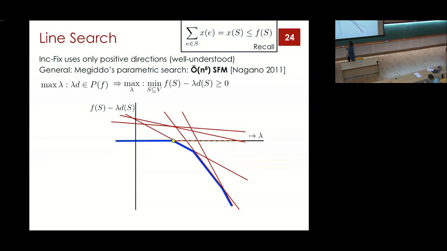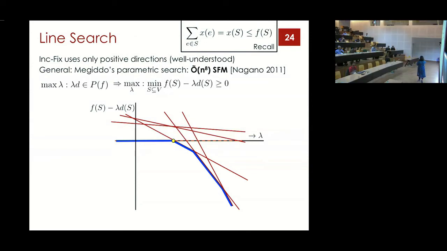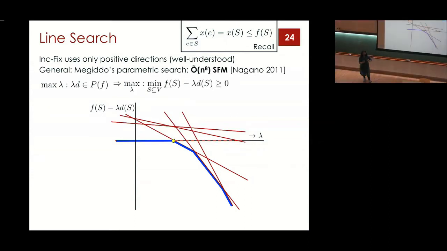Binary search would work. I could shoot out and say, okay, if it's feasible or not, and I could halve and do that. But that gives me something which is not strongly polynomial in time. There would be an epsilon because the submodular function values can be really small. And if you want something that's independent of the value of the submodular function, then binary search would not work.